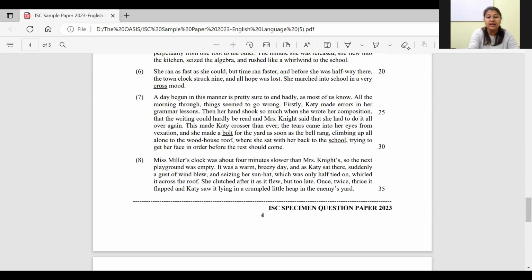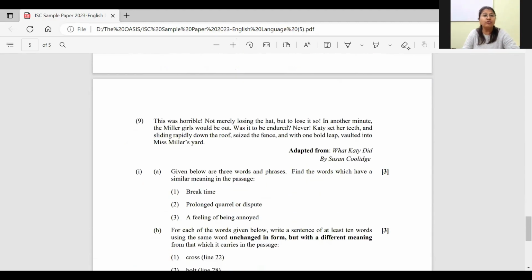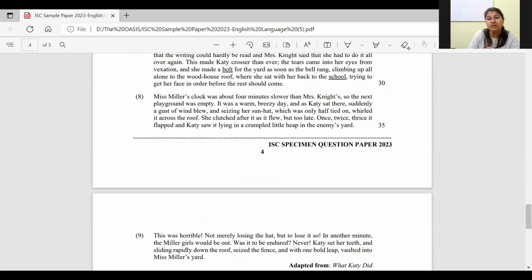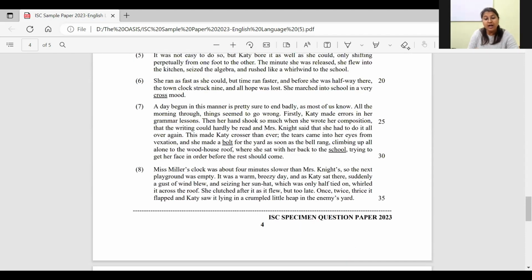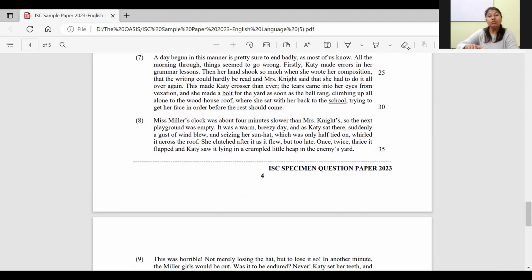From here, she ran as fast as she could, but time ran faster, and before she was halfway there, the town clock struck 9. And till the end of the passage, that is, vaulted into Miss Miller's. So you have to make it 50% of the passage, which means 50% is the minimum that has to be cut from the passage. Now read this portion once again and underline the lines which are important, the 6 points that can be taken. This way it will be easier for you to write the summary.